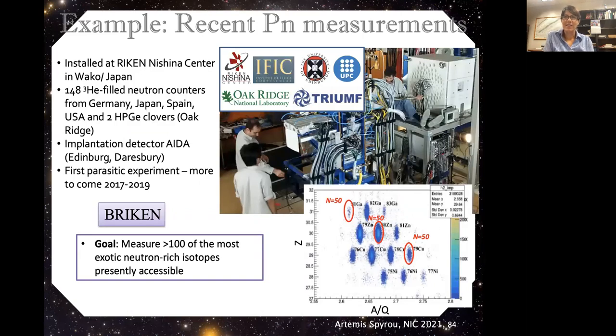This is just an example of recent Pn measurements that took place at RIKEN. Again, it is important to know that every time there's a new facility coming out, you have all these new capabilities. And so there's a lot of new measurements coming out of these facilities. So this is what happened with RIKEN, again, with beta-delayed neutron emission as well as half-lives.